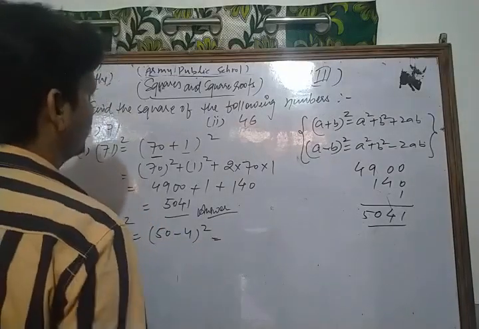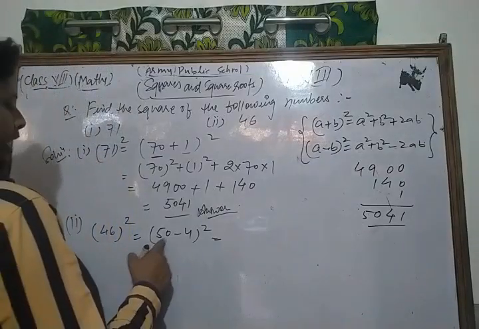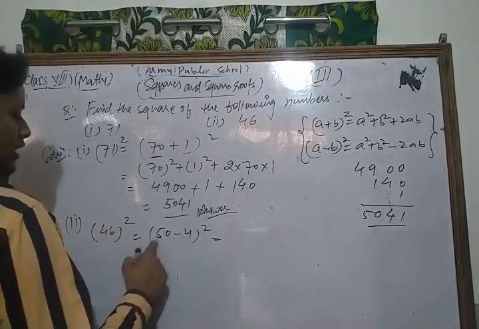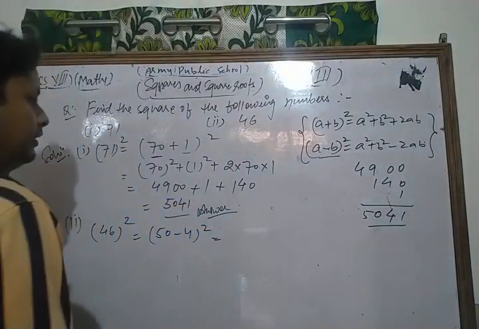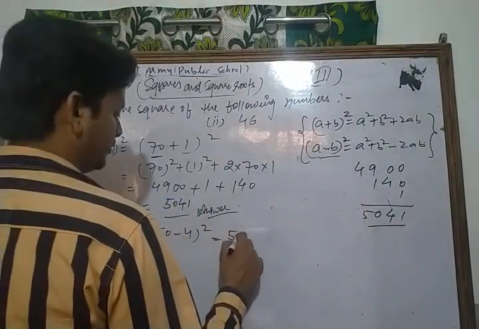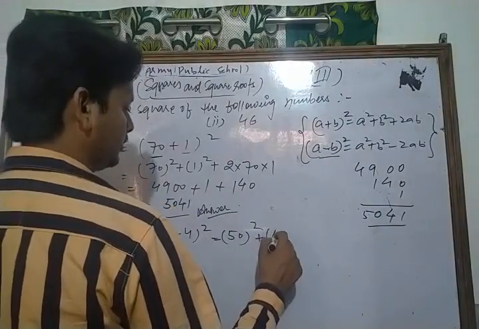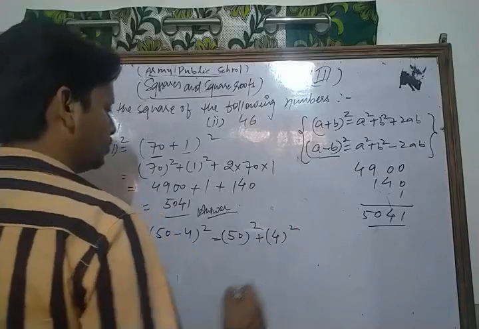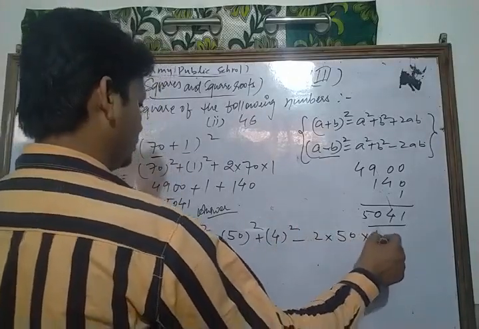So here this is a, this is b. Now here we apply the identity (a minus b) whole square. So what do I write? a square, 50 square, plus b square, 4 square, minus 2ab, minus 2 into a into b.